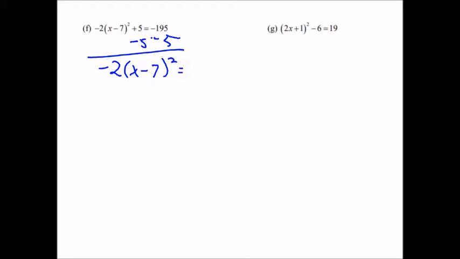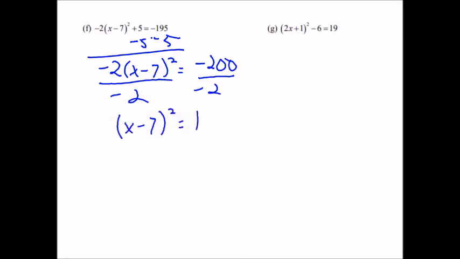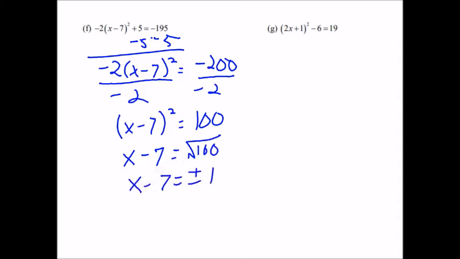Now, negative 195 minus 5, if you do it on a calculator, is actually negative 200. Then I'm going to divide everything by negative 2. I get x minus 7 squared is equal to 100. I'm going to take the square root so that I get x minus 7 is equal to plus or minus 10. I'm going to add 7.